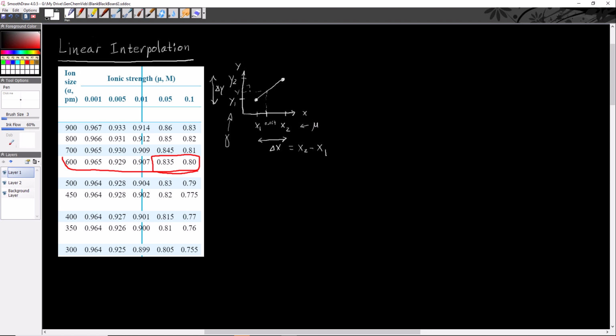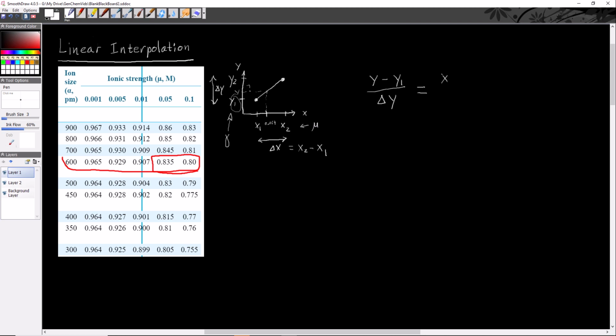The way we can figure that out is to write a ratio. We're going to say that this y value that we don't know differs from the value below it, this y1 here. If we divide by the difference between the known y values, what I'm calling delta y, that should be the same as the proportional change of the x to the delta x.